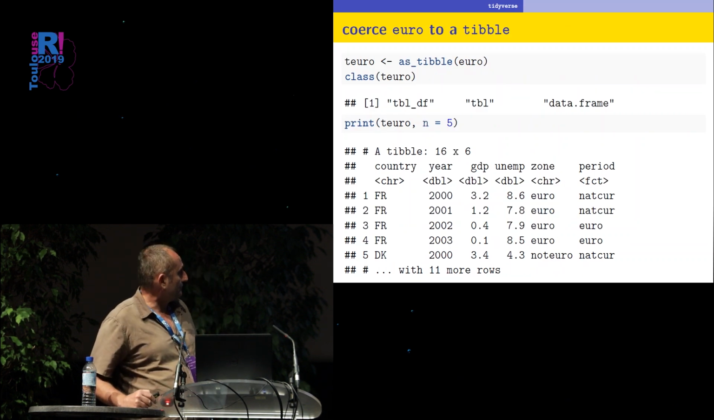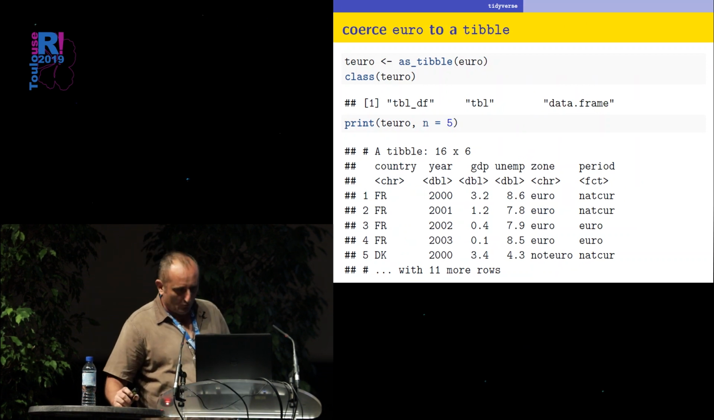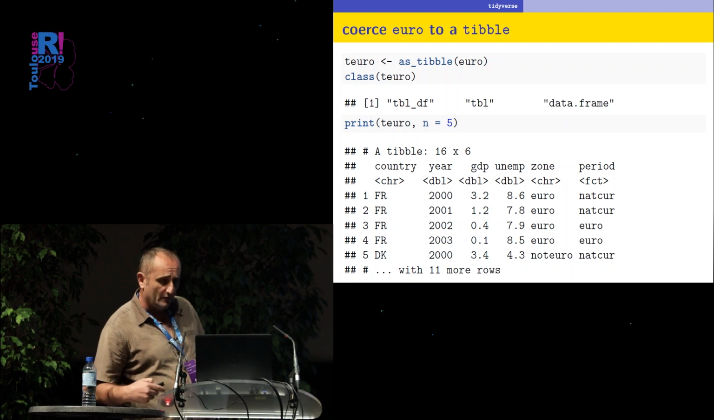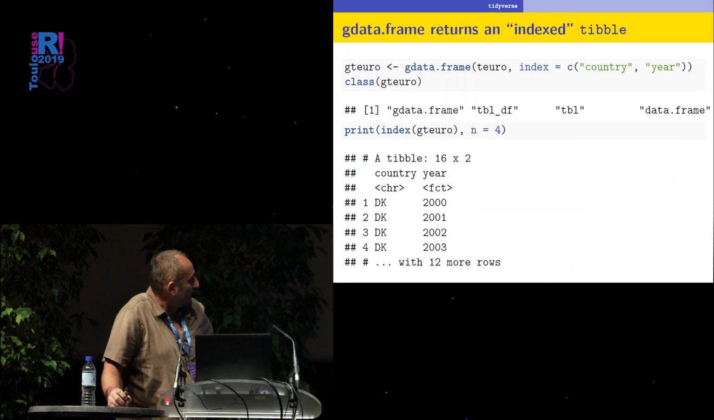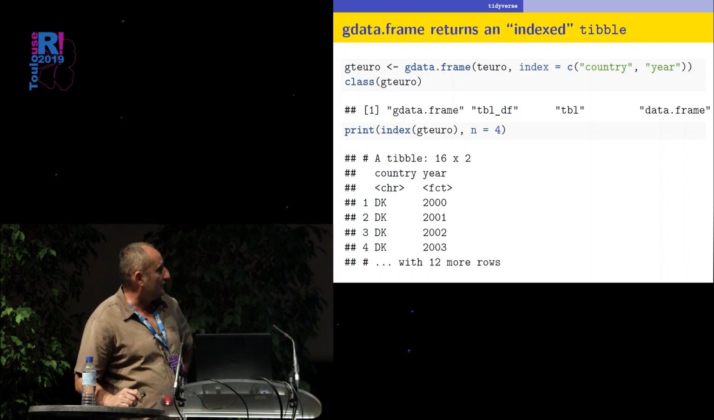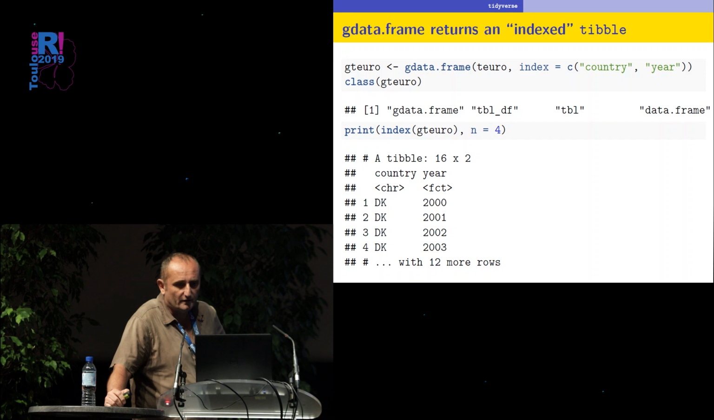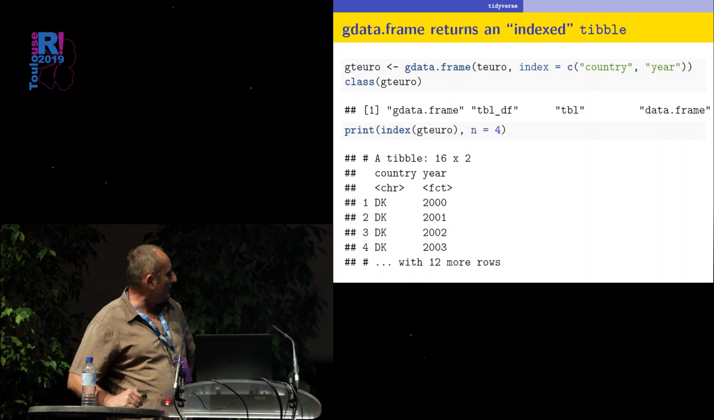Finally, I tried to make the gdata frames work with some of the tidyverse packages, especially tibbles and dplyr. So here I first coerce the Euro data frame to a tibble. And if I now use gdata frame and put this tibble as the first argument, then I have, as a result, a gdata frame object which inherits from the tibble classes, and especially prints like tibbles. And moreover, the index is also now a tibble and not an ordinary data frame.